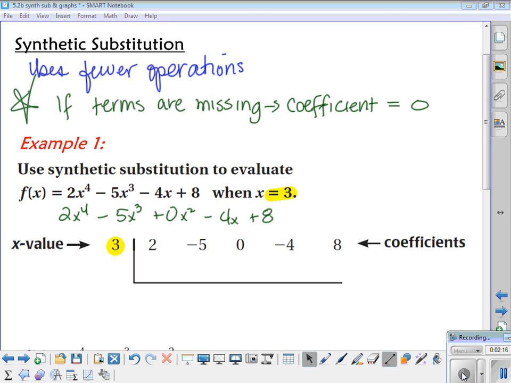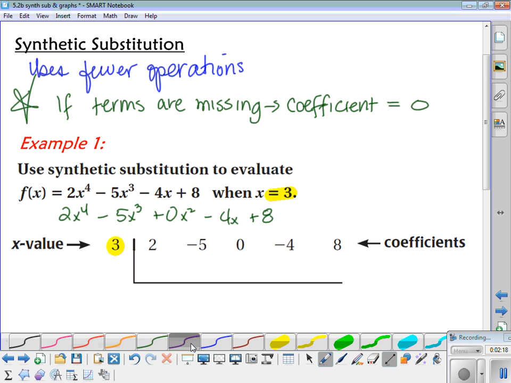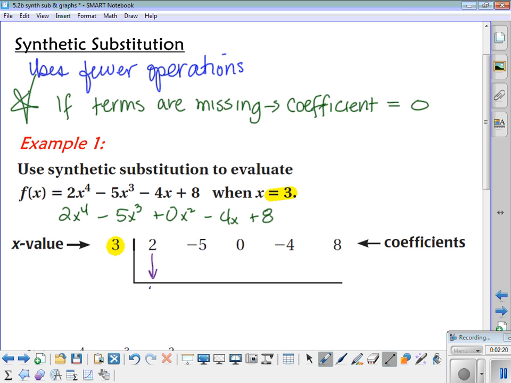All right, so here's how it works. What I do is I take this first term and I just drop it down. And then I'm going to multiply the x value times what's on the outside of this little box. So 3 times 2 is 6. I put that in the box under the next term. Negative 5 plus 6 is equal to 1. Okay? So when I go this way, I'm multiplying. But then here I'm adding. Okay? Inside the box, we're adding.